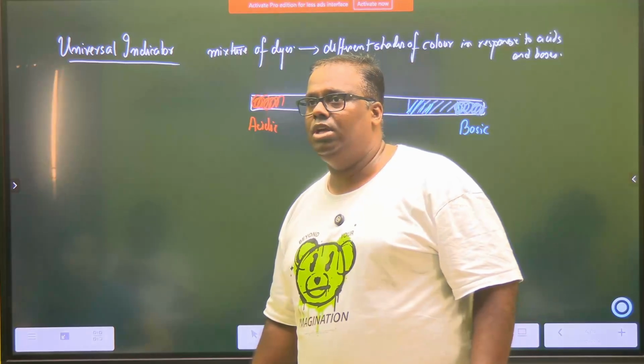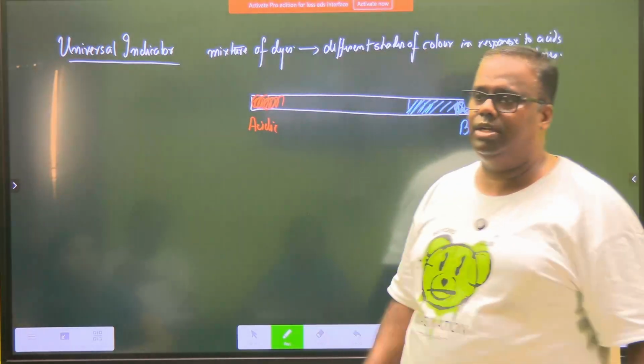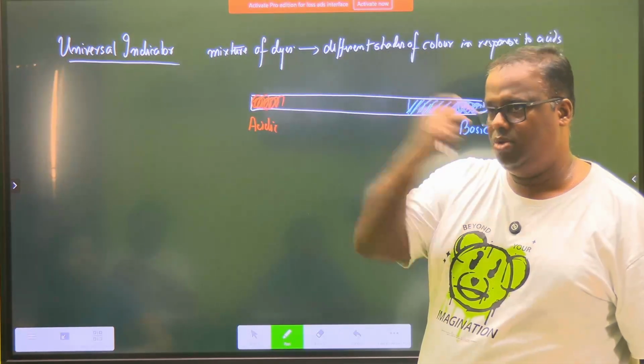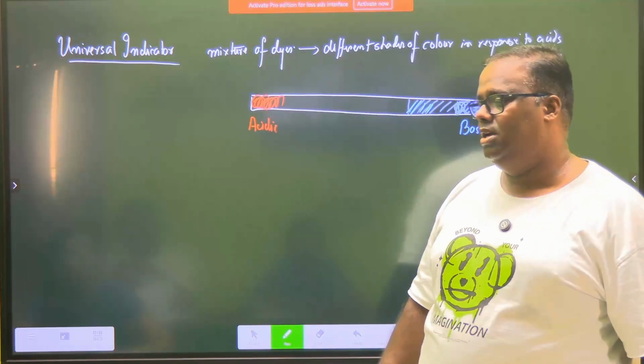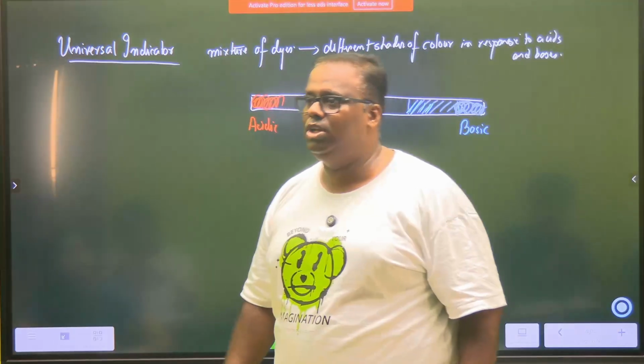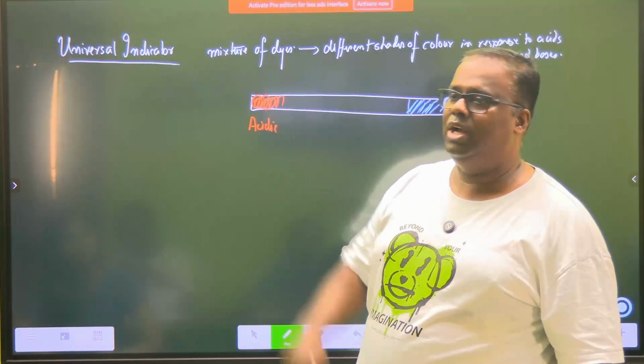You know, universal indicators are also used like, see, you all don't do practicals. That's the wrong thing. Test the presence of starch. To test the presence of starch, we use something called iodine. If you add iodine, it will become blue.